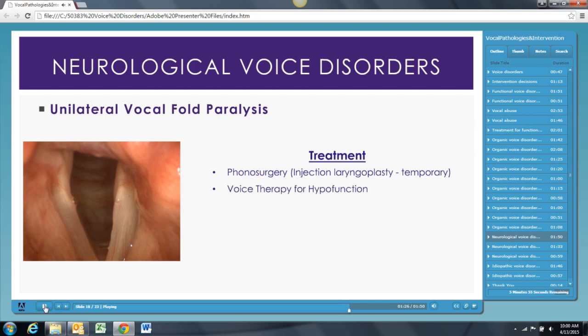For small glottal gaps, voice therapy approaches for hypofunction can also be effective, and it would be wise to combine these with injection laryngoplasty if that's possible. For larger gaps or paralysis that does not recover, laryngeal framework surgery using different implants or repositioning the affected arytenoids towards the midline may be the best option.